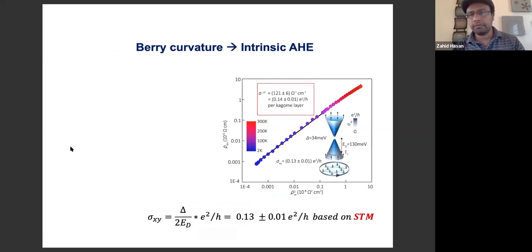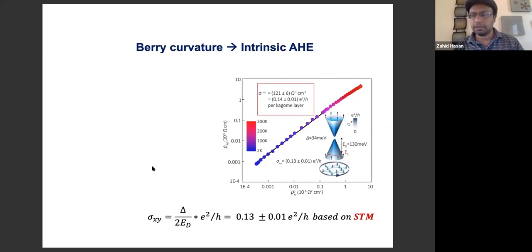We can also cross check with Shuang's transport data. When we fit the transport data, the anomalous Hall data, we can see that it can be well fitted by the parameters we extracted by fitting to the Landau fan diagram. For example, the gap is 34 millivolts, and the Dirac Fermi level is 130 millivolts away. And that's exactly where we found the chiral edge state of the Chern gap. So this is really exciting. The numbers from transport and STM match up very well.